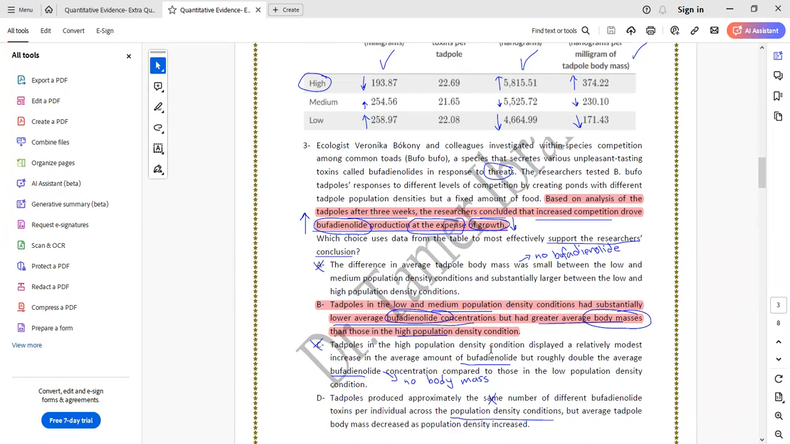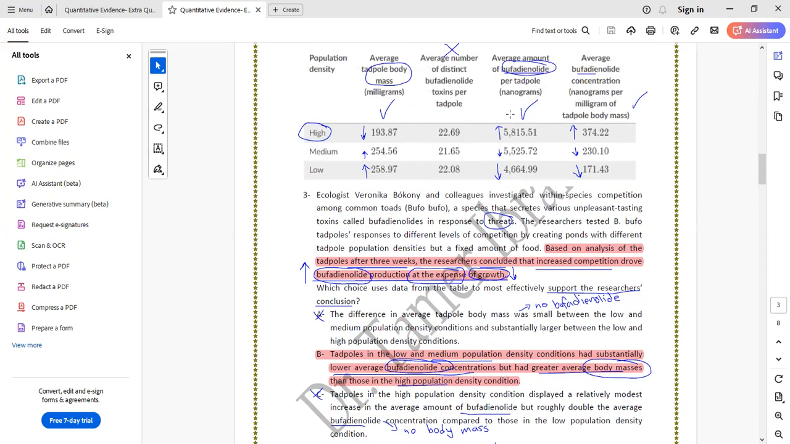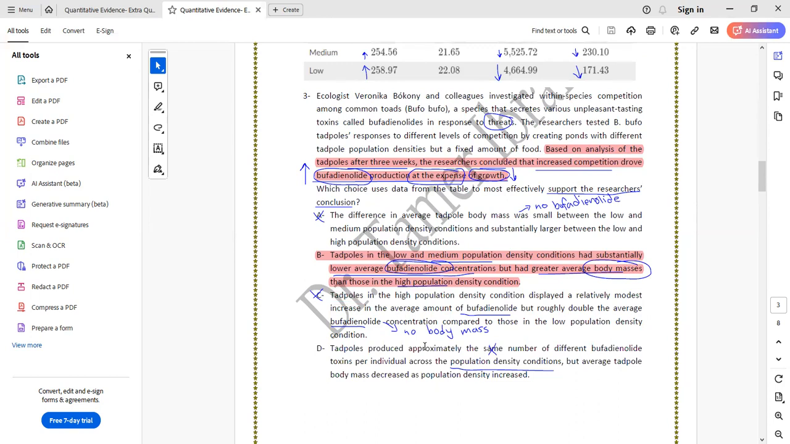Tadpoles in the high population density condition displayed a relatively modest increase in the average amount of povidonolide. Okay, that's right. But roughly double the average povidonolide concentration compared to those in the low density condition, but no body mass. I need both of them, the growth and povidonolide. The last one: tadpoles produce approximately the same number of different povidonolide toxins per individual across the population densities. No, they are not the same. They are different numbers. So this is all completely wrong.